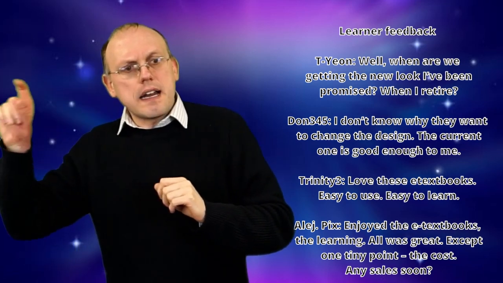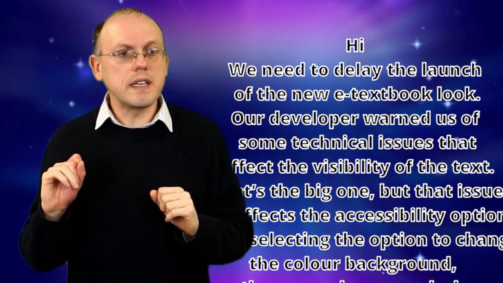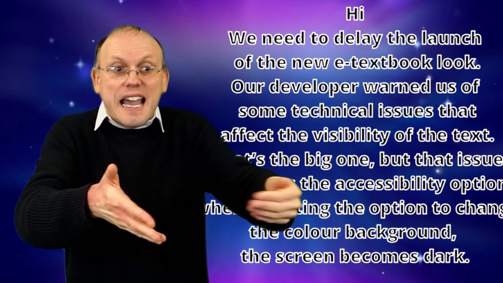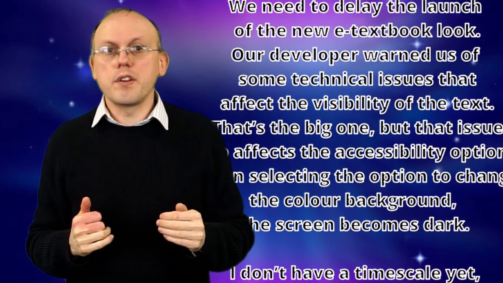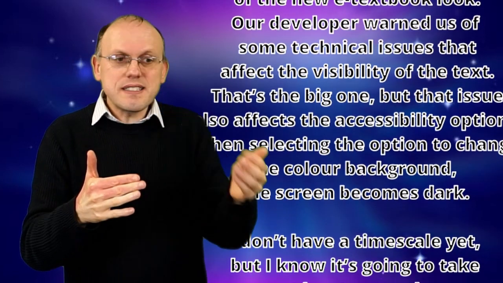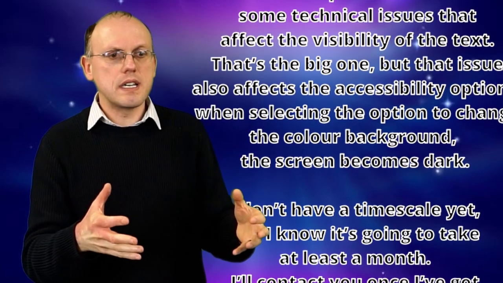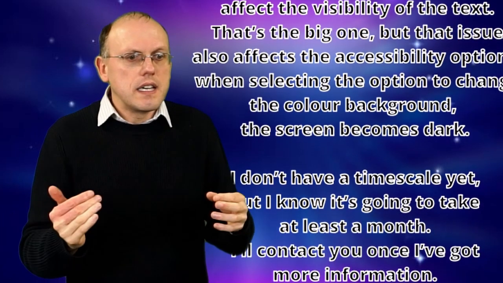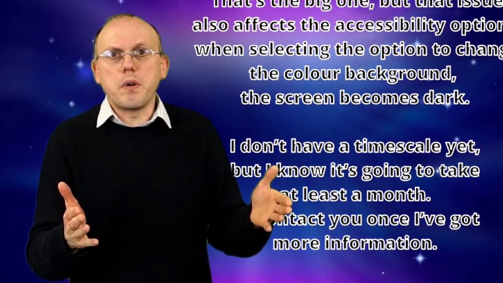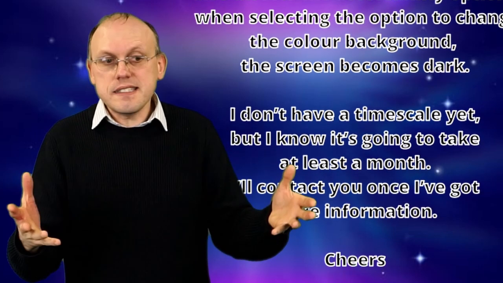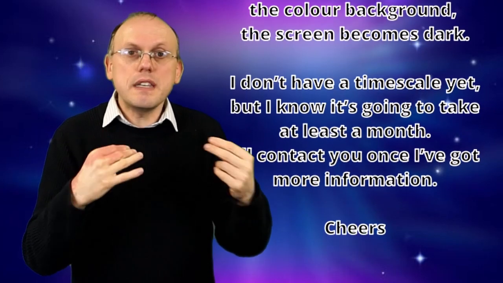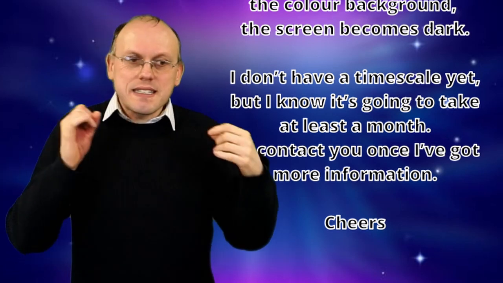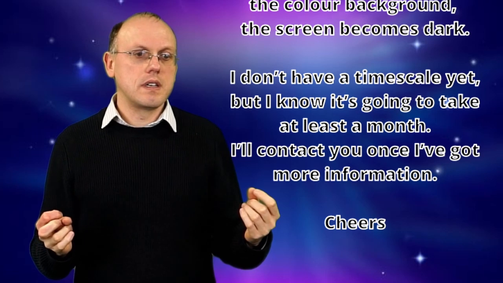Now if we look at the email: hi, we need to delay the launch of the new e-textbook look, and then it is explained why we need to delay the launch. But the language used here is just stating what happened. We had technical issues and the accessibility options were affected. We don't have a timescale, but I'll give you one when I get one. Factual information, yes, just stating what's happening, but it doesn't give any view. It doesn't give any negative view or positive view. It's just stating what happened. So it's not biased either. So new look is the most biased because the other two are not biased.